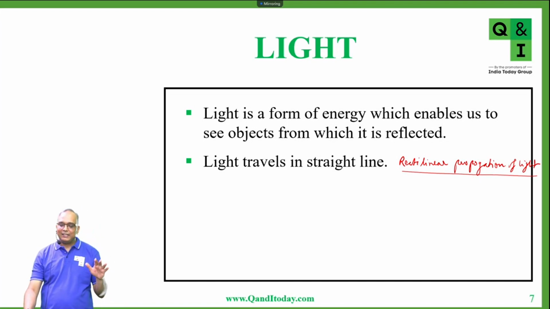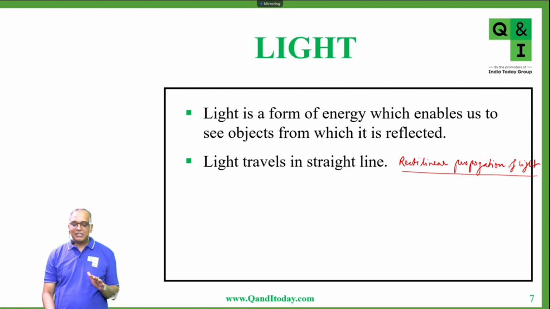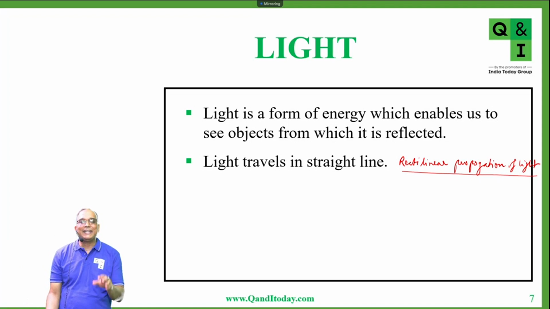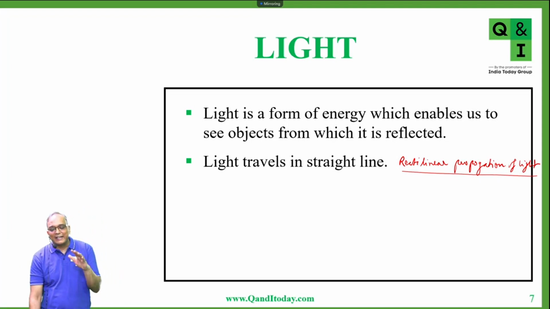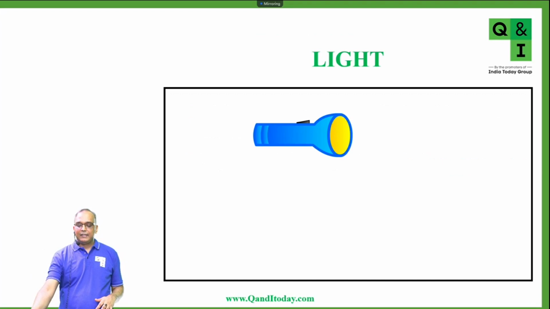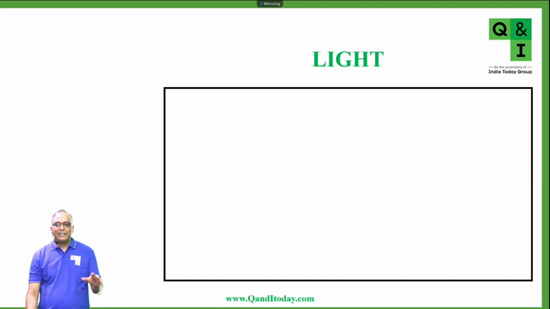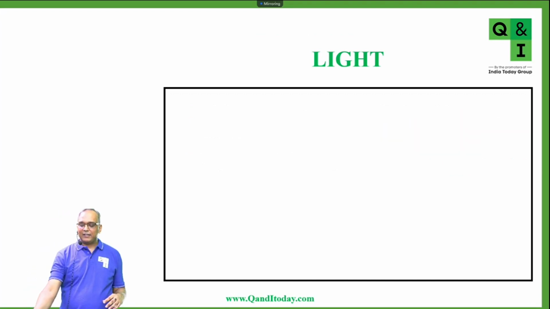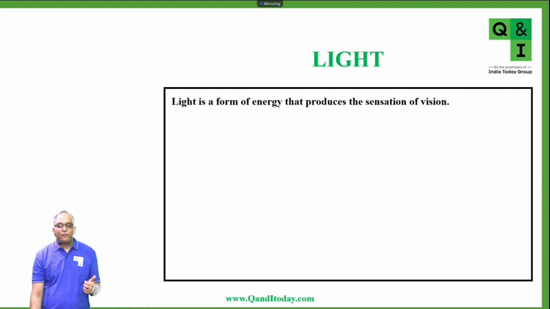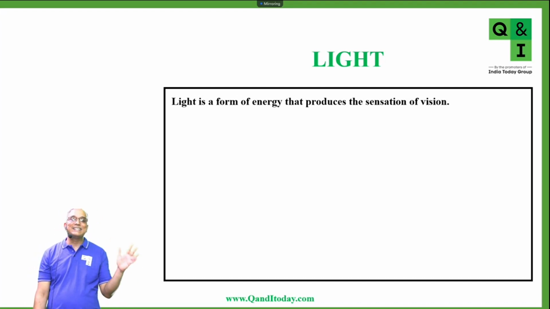So first thing, light is a form of energy which enables us to see objects from which it is reflected. Second, light always travels in a straight line, and this property is also known as rectilinear propagation of light. So you can see that whenever light propagates, it will be in a straight line. So light is a form of energy that produces the sensation of vision.